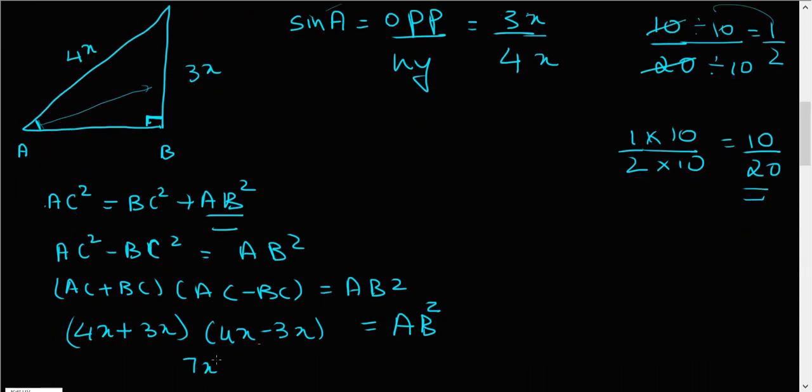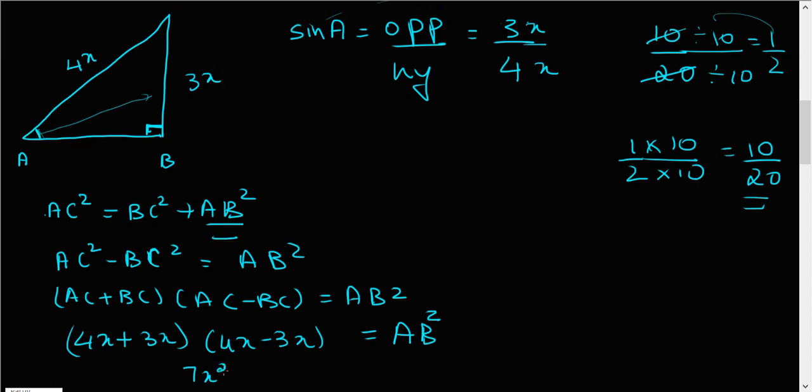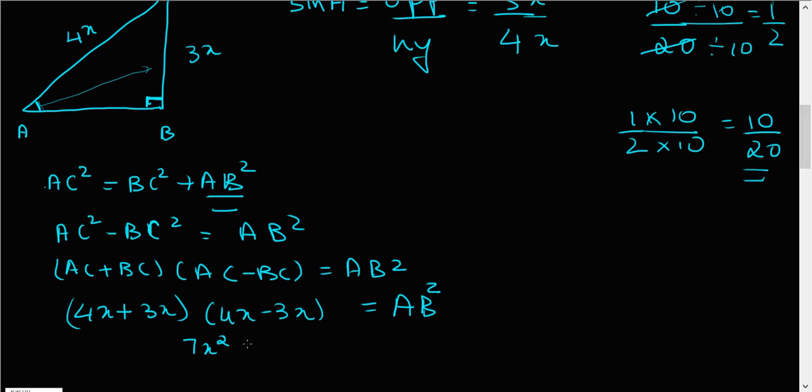This would be 1x. Over here, I think I made a mistake. No, I did not. So over here we have 7x. So what is 7x into, this is just x. So that's 7x square. 7x into x is 7x square. That's AB square. AB would be root of this, which is root 7x. So this is root 7x.